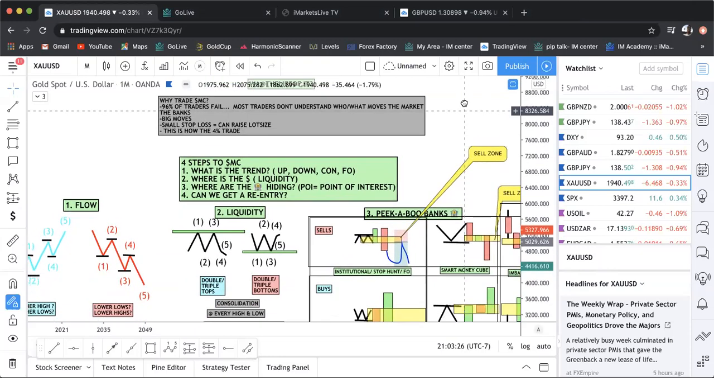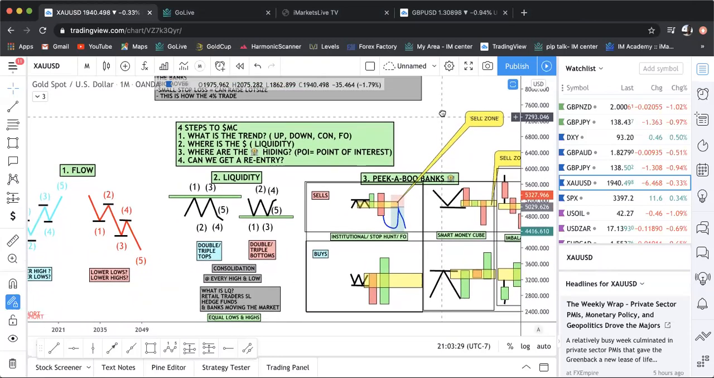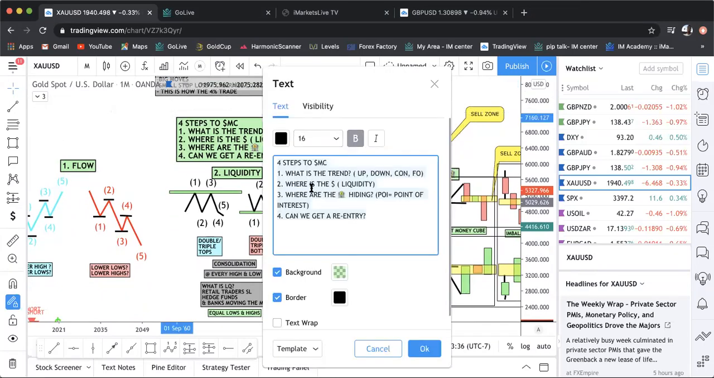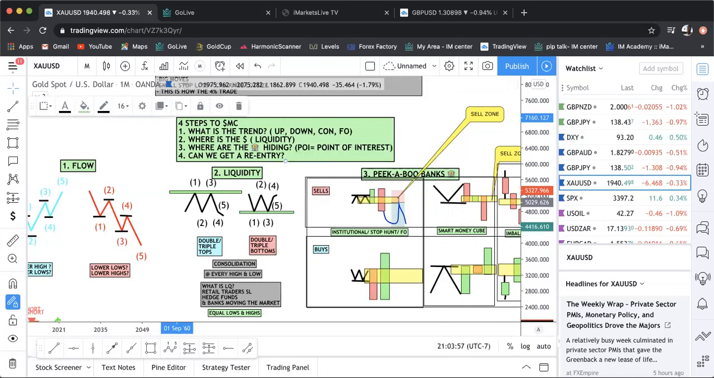Smart money concepts, the steps to it. We have 4 steps. The very first step we want to ask ourselves is, what is the trend? Step number 2 is going to be, where is the money? Step number 3 is going to be, where are the banks hiding? And step number 4 is our re-entry. So last night we went over steps 1 through 3.